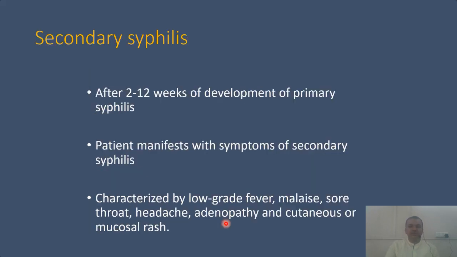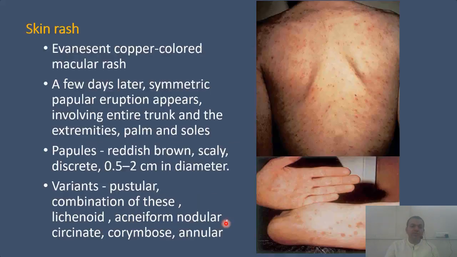Then secondary syphilis: after 3 to 10 weeks, the disease lands up in secondary syphilis. First they will have generalized low grade fever, malaise, sore throat, body ache, and lymphadenopathy must be there, followed by the rash, that is, a skin rash. The skin rash is typically a copper colored, evanescent, macular type of rash. After some time it starts developing and affecting the trunk and chest symmetrically.